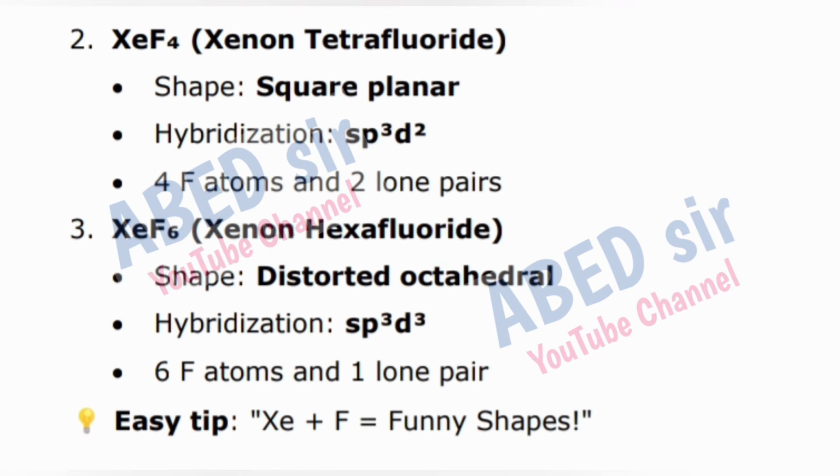4 F atoms and 2 lone pairs. 3. XeF6, xenon hexafluoride. Shape: distorted octahedral. Hybridization: sp³d³. 6 F atoms and 1 lone pair. Easy tip: Xe plus F is equal to funny shapes.